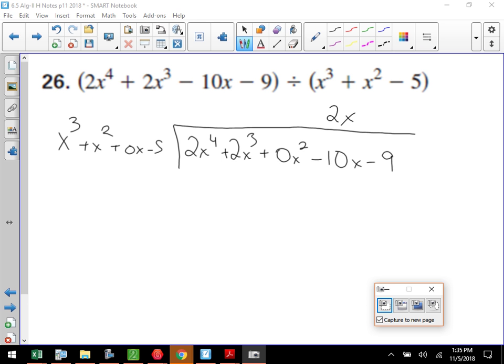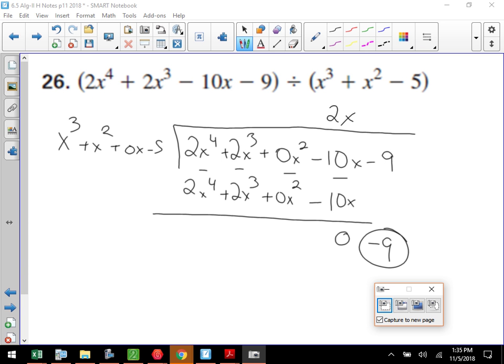Okay. Distribute through: 2x to the fourth plus 2x cubed, 0x squared minus 10x. When I subtract all 4 of those, what am I left with? 0. So what do I do with that minus 9? I just bring it down. So that negative 9 is my remainder. You're done. That's your remainder.